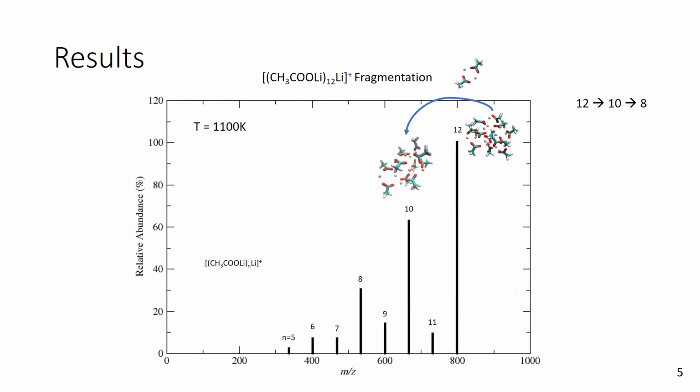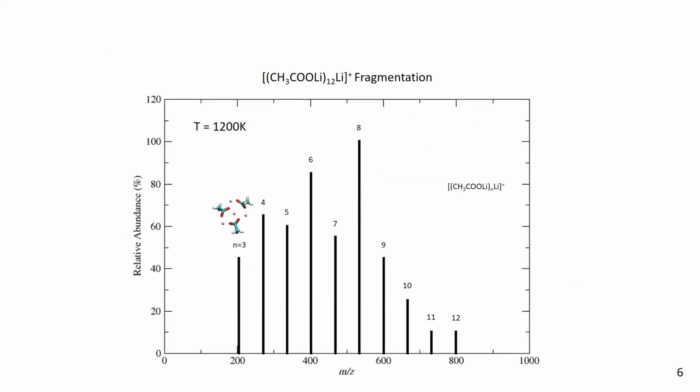This one's taken at 1100 Kelvin and 10 nanoseconds. And you can see that this is still a really high peak at 12, showing that the parent didn't fragment as much. But going down from the highest peaks, there seems to be a pathway from 12 to 10 to 8. And I took more data at 1200 Kelvin, and you can see that it's further along, with the parent now at a lower abundance.